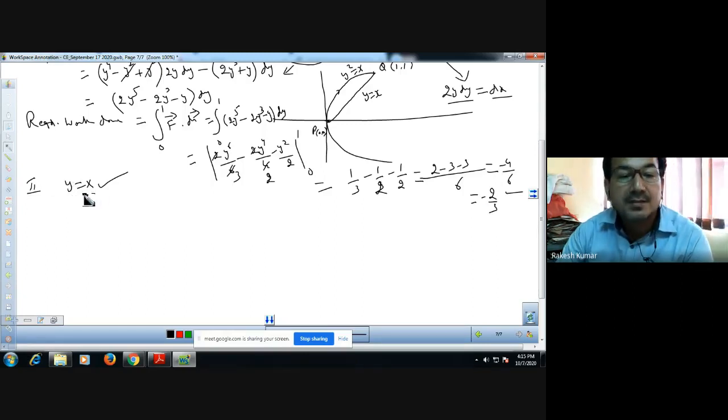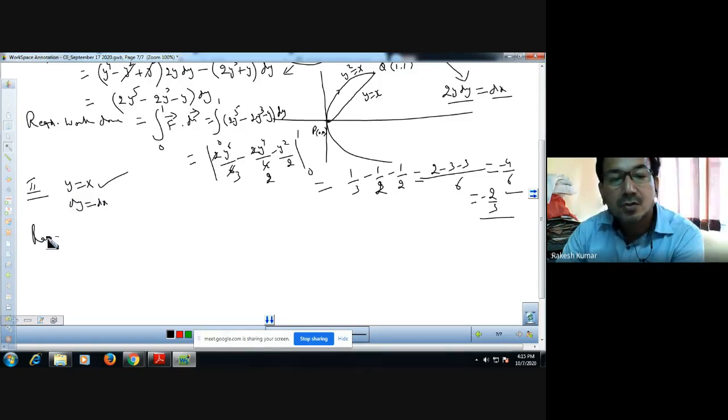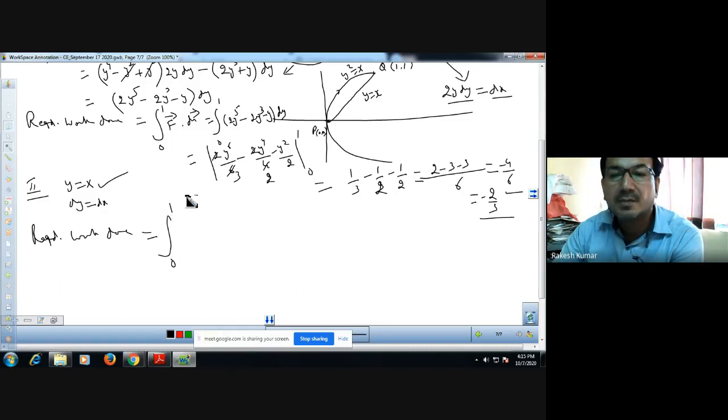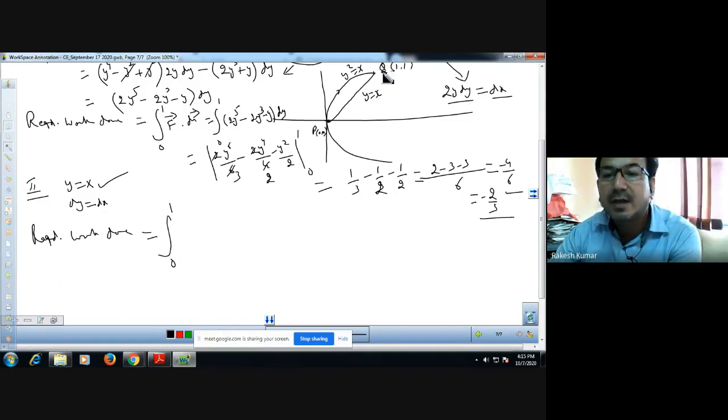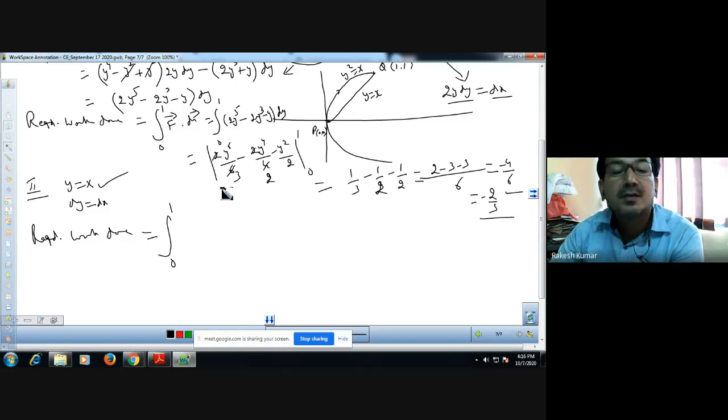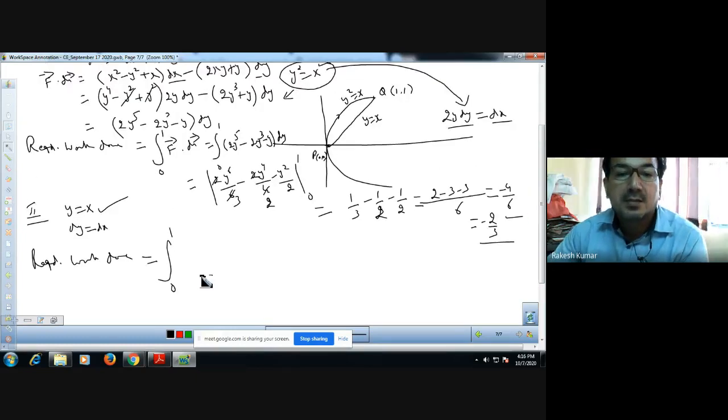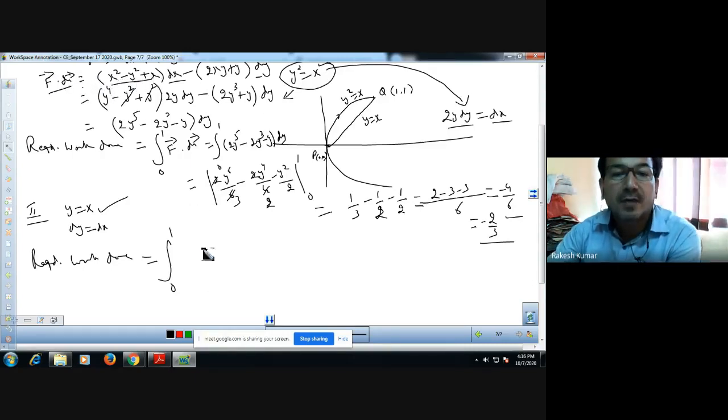Now, this is the second case. Let us check whether the value in case number 2 comes out to be the same or not. So this comes out to be dy equal to dx. So the required work done will be within the limits. Again, the limits of either x or y are the same, 0 to 1, 0 to 1. Let us change the variable in this equation. Put the value of y equal to x.